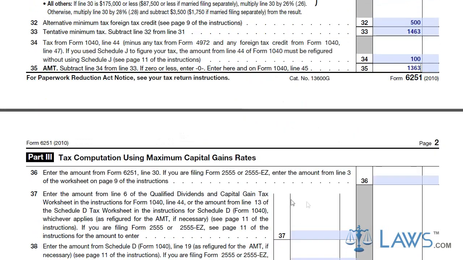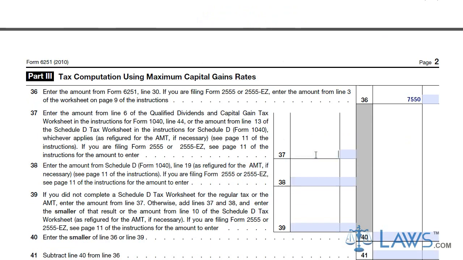You must refer to Form 2555. Fill out lines 36 to 54 to determine your tax liability for your capital gains. Once completed, you must file your Form 6251 with the IRS and pay any AMT amounts you are liable for.